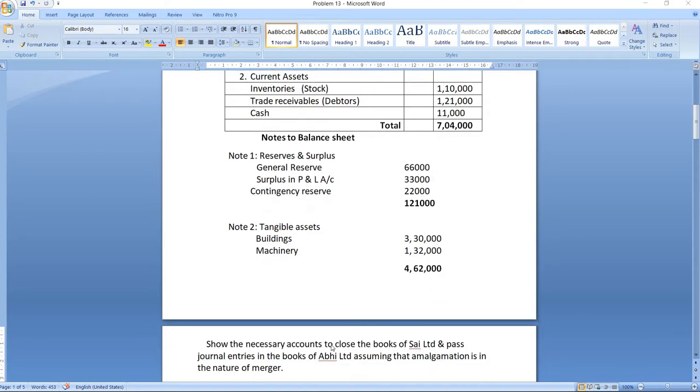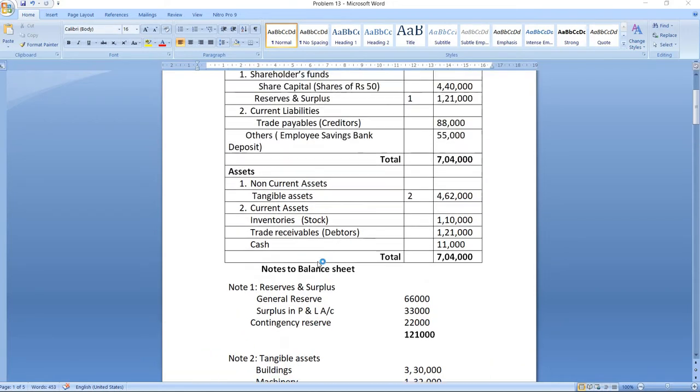Show the necessary accounts to close the books of Sign Limited and pass journal entries in the books of Abhi Limited, assuming that amalgamation is in the nature of merger. So first you have to calculate the purchase consideration, then you have to prepare accounts in the books of Sign Limited, and finally pass journal entries in the books of Abhi Limited. So let us start with the calculation of purchase consideration.